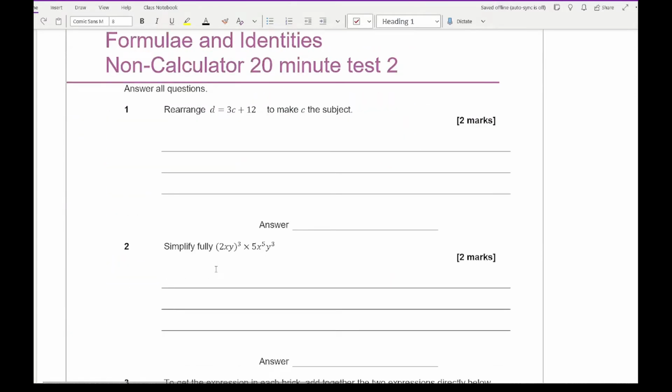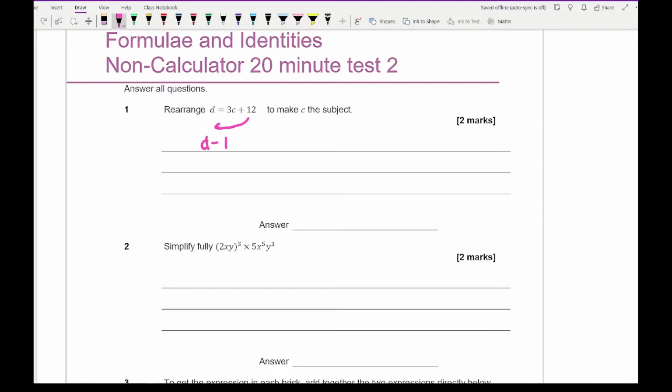So question 1 is asking us to rearrange this formula to make C the subject. So what we'll do is we'll have C equals as our final answer. So from this, let's have a look. We need to get rid of the 12 first. That becomes D minus 12 equals 3C. And then we divide everything by 3. So then it becomes D minus 12 over 3 equals C. So C equals D minus 12 over 3.